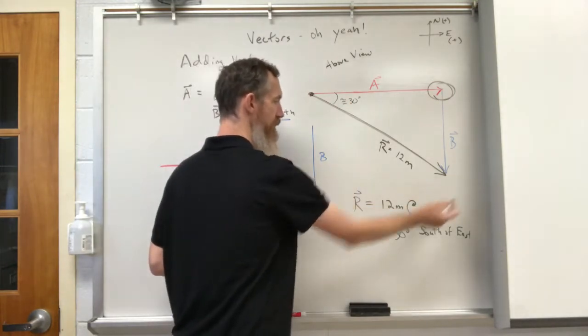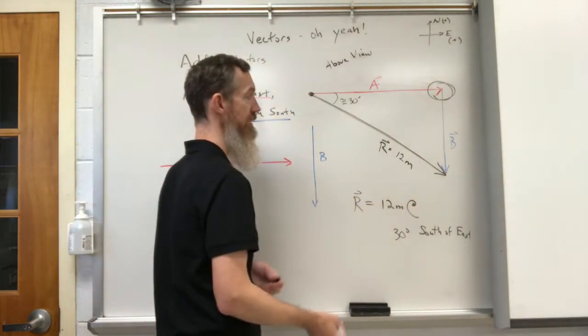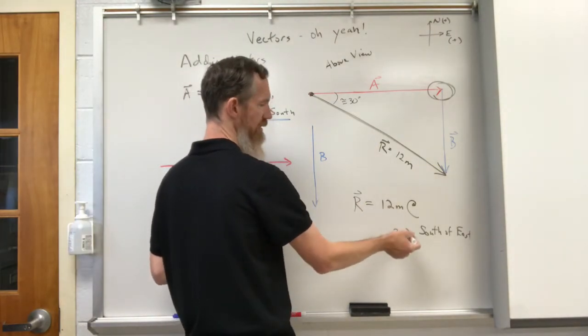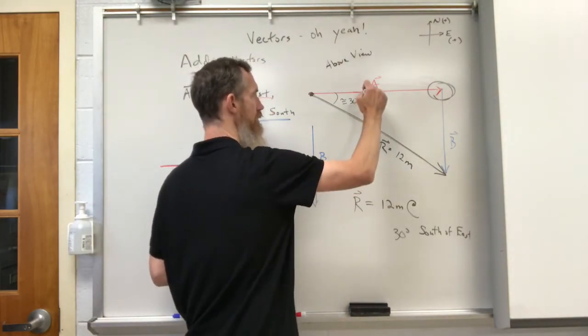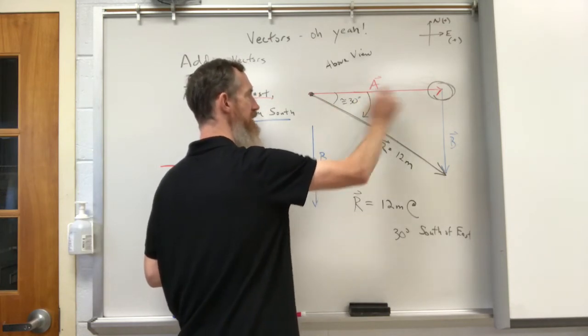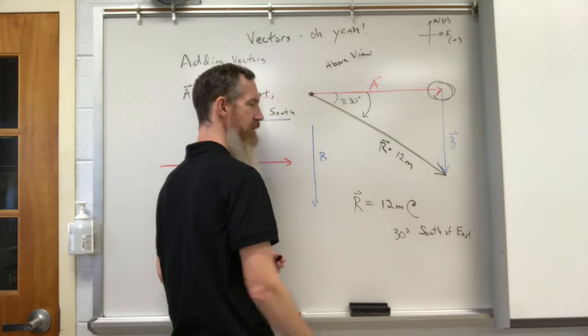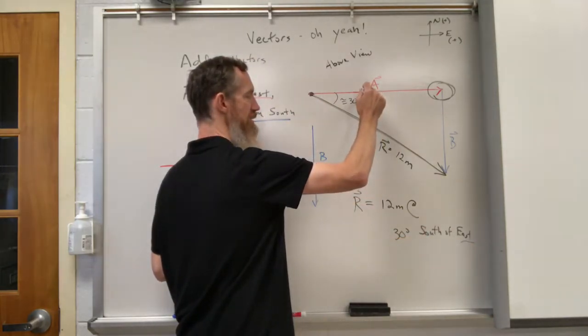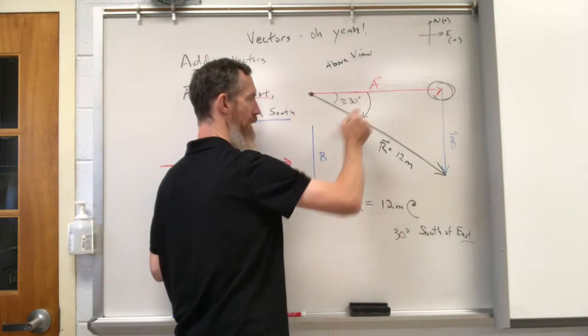I definitely went 12 meters as a resultant, as a displacement. I'm about a little less, probably 30 degrees. But that 30 degrees was measured from here and sweeping downward from this axis. So remember, I started on the east axis, that's my reference axis, and I swept downward south.